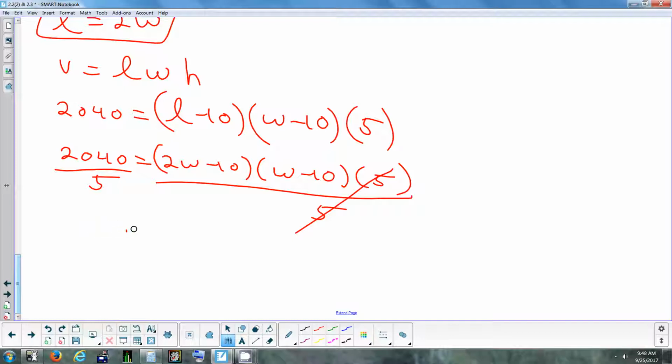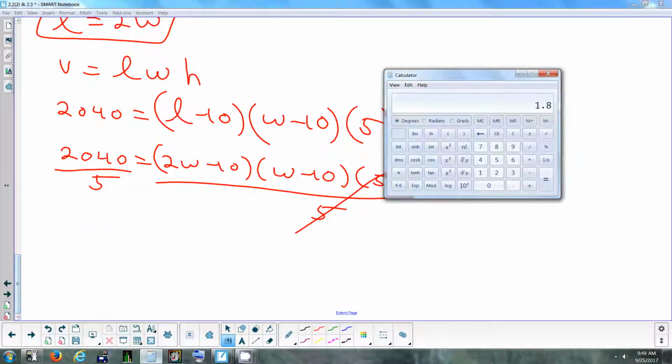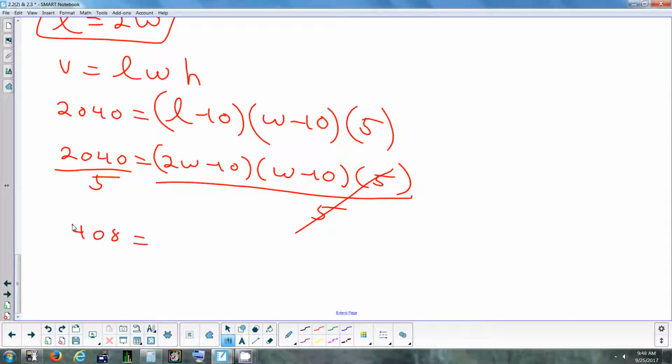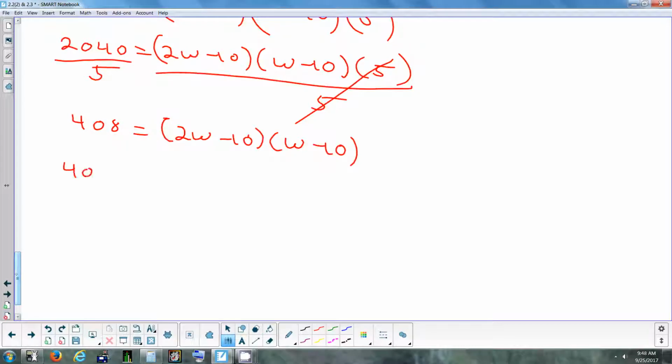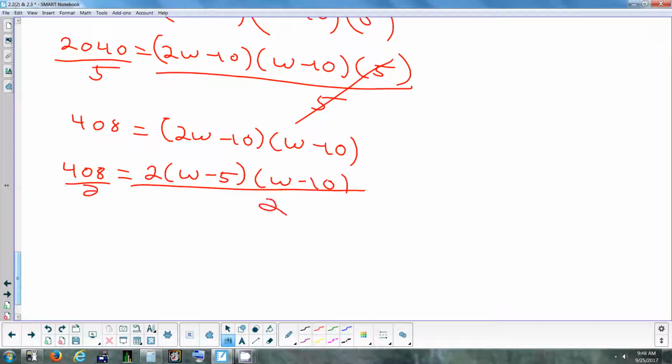Is that 408? Thank you. 2W minus 10 and W minus 10. And actually, I'm going to show you another trick. You can even reduce this a little further before we start solving it. What number could I factor out of the 2W minus 10? Yeah, I could factor out a 2. And I would be left with that. And now I can divide by 2. You don't have to do that, but it will make things a little smaller.